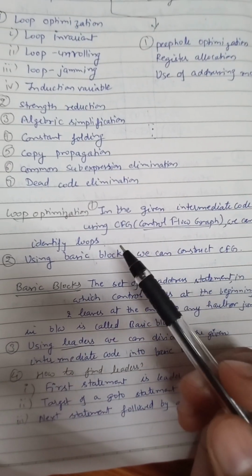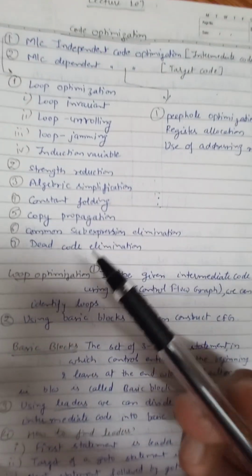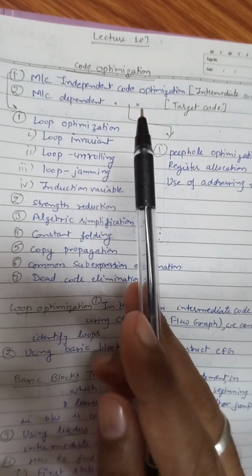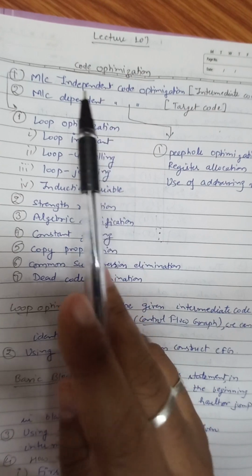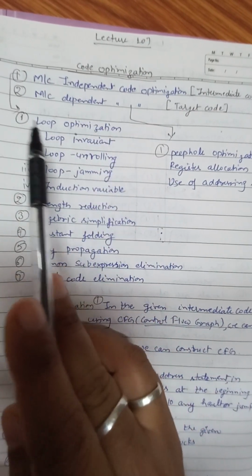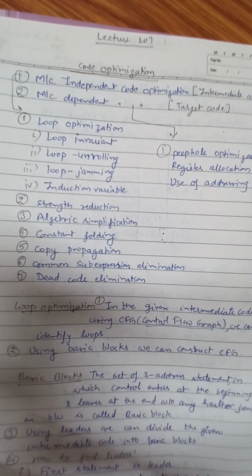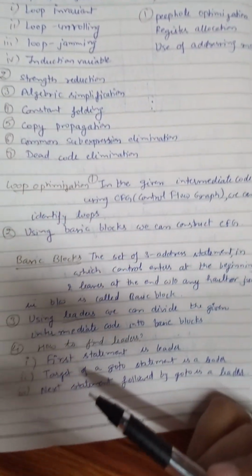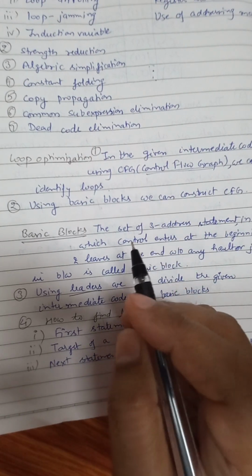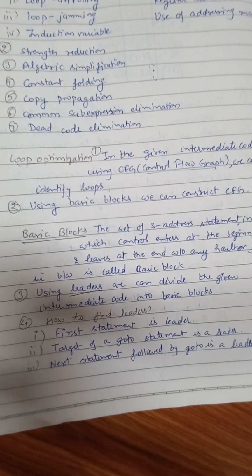So all these things come under loop optimization. Today we have learned the division of code optimization based on machine dependent or independent, and we have learned so many things. First we learned loop optimization. What is loop optimization? And one more thing is also there in loop optimization: the control flow graph. That we are going to learn in the next lecture.